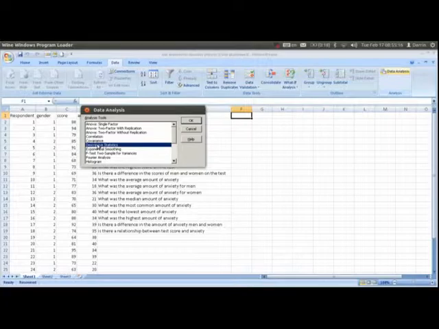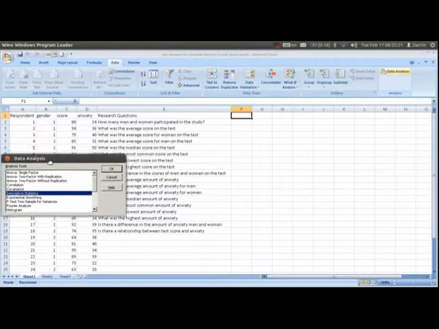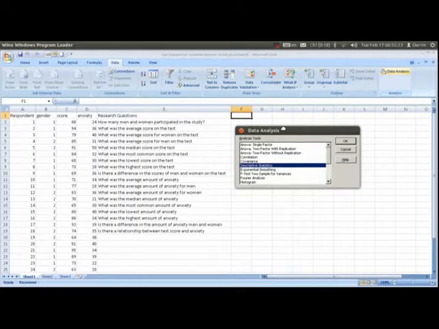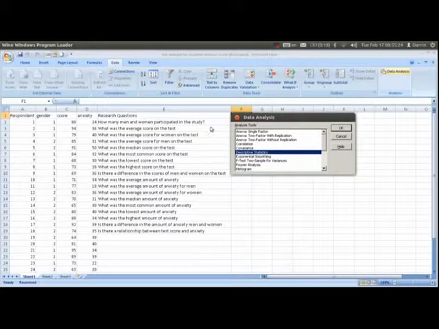And the answers that we get from the descriptive statistics will answer many of our research questions. Now, I forgot to talk about the different research questions, so I'm just going to go over some of these. Many studies don't have this many research questions. I just put these here as an example. So I have one here on how many men and women participated in the study. We'll answer that question later. What was the average score on the test? What was the average score for women on the test? What was the average score for men on the test? The median score on the test, the most common score, etc.